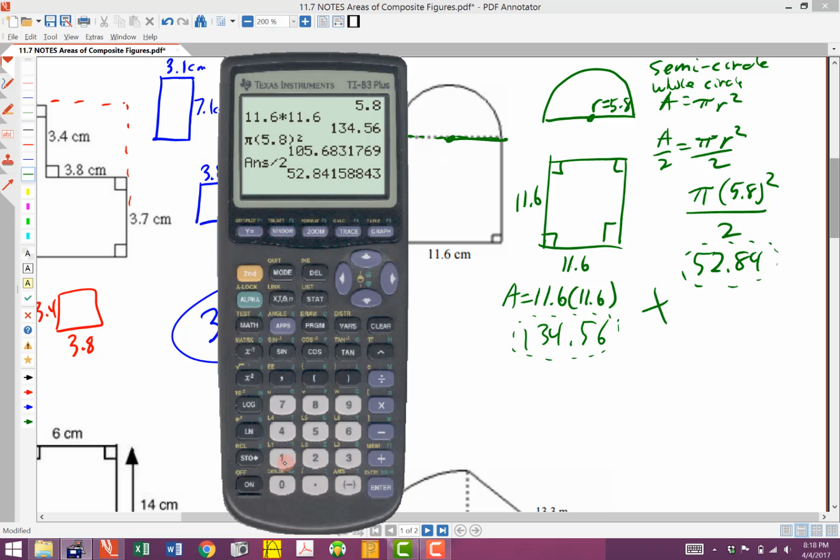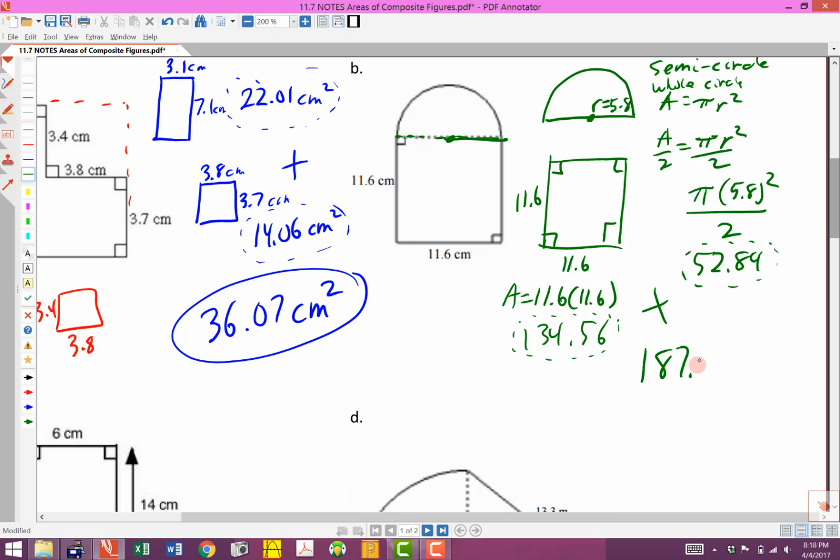So we're going to take 134.56 plus 52.84, and we get 187.4. 187.4 or 0.40, and that's going to be centimeters squared on this one also.